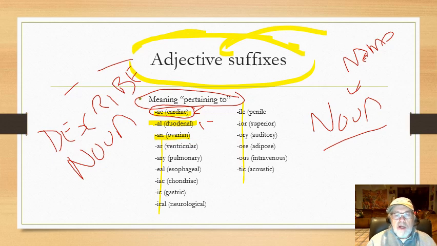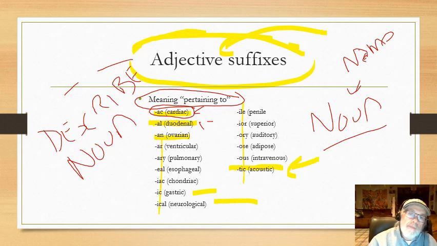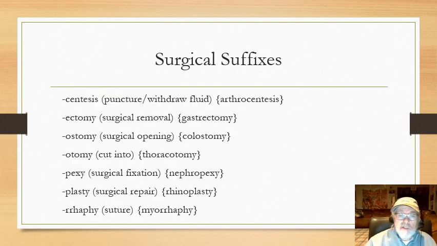A gastric ulcer. Neurological disease. Disease would be the noun. Neurological describes the type of disease. And they have something called an acoustic neuroma. The noun would be the neuroma because it's a type of tumor. Oma means tumor, as we talked about before. What type of tumor? Acoustic means it's involving hearing. So these are called adjective suffixes, and they're very common. You'll see a lot of these adjective suffixes.